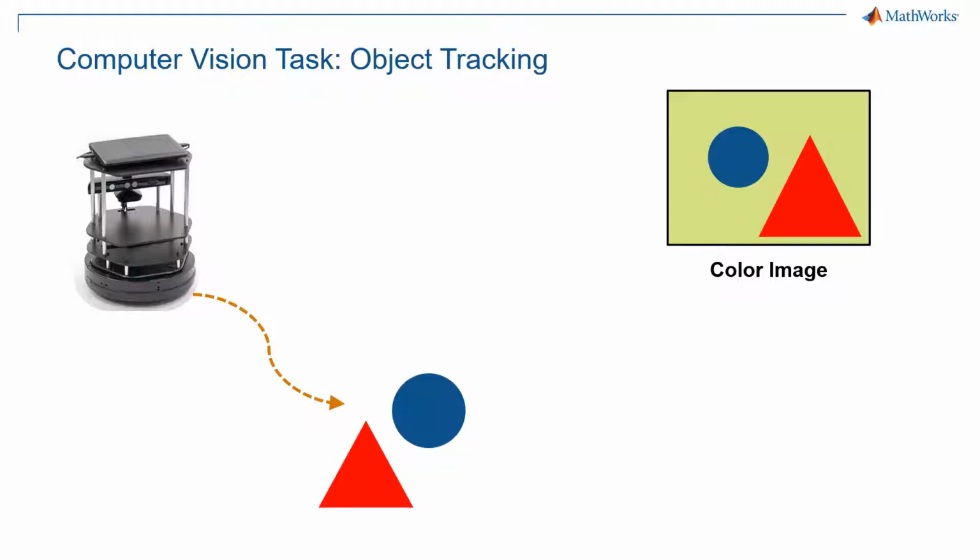Say for this super simple environment, your color image looks like this. You see you have a green background, the blue circle, and the red triangle. If you want to keep that circle in the center of your field of view, you're going to have to turn your robot left a little bit. But what about the distance part? What if you need to move forward or backwards? How would you do that?